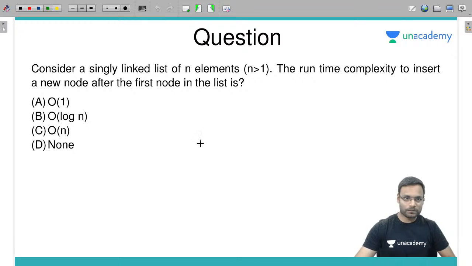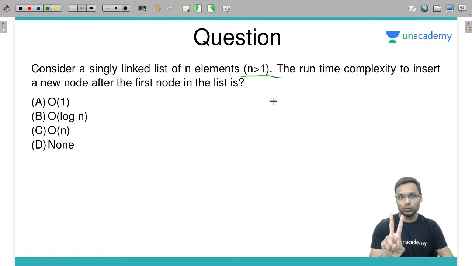Another question, consider a singly linked list of n elements. Find the run time complexity to insert a new node after the first node in the list. Means on the second position you need to insert a new node. Of course you have the number of nodes minimum 2, n greater than 1, means minimum 2 elements you have in the list. So let's draw the list.